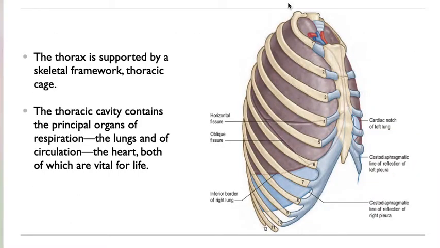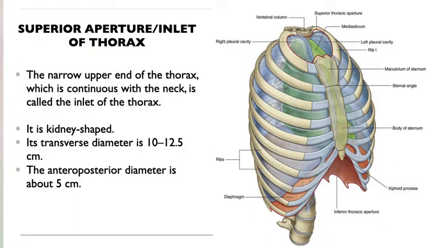Now, the thorax is furthermore supported by the skeletal framework called the thoracic cage. The thoracic cavity contains the principal organs of respiration, that is, the lung, and the heart for circulation. Both of them are vital for life.